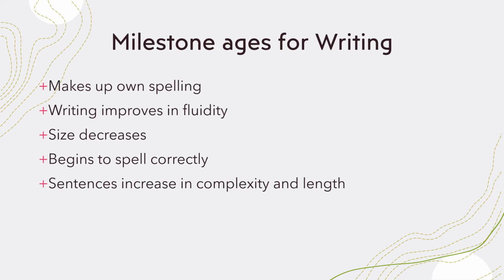Following the pre-writing milestones are the milestones for normal writing, starting with making up their own spelling. For example, if they are writing the word can, instead of a C, they use the letter K, and this will begin from the ages of 5 years old to 6 years old. Their writing then improves in fluidity, their size decreases, and they begin to spell words correctly, and this will happen from ages 6 years old to 10 years old. And then their sentences will begin to increase in complexity and length, their words will be spelled correctly and sized appropriately, and this can happen anywhere from 10 years old to 14 years old, and all still be completely normal development.